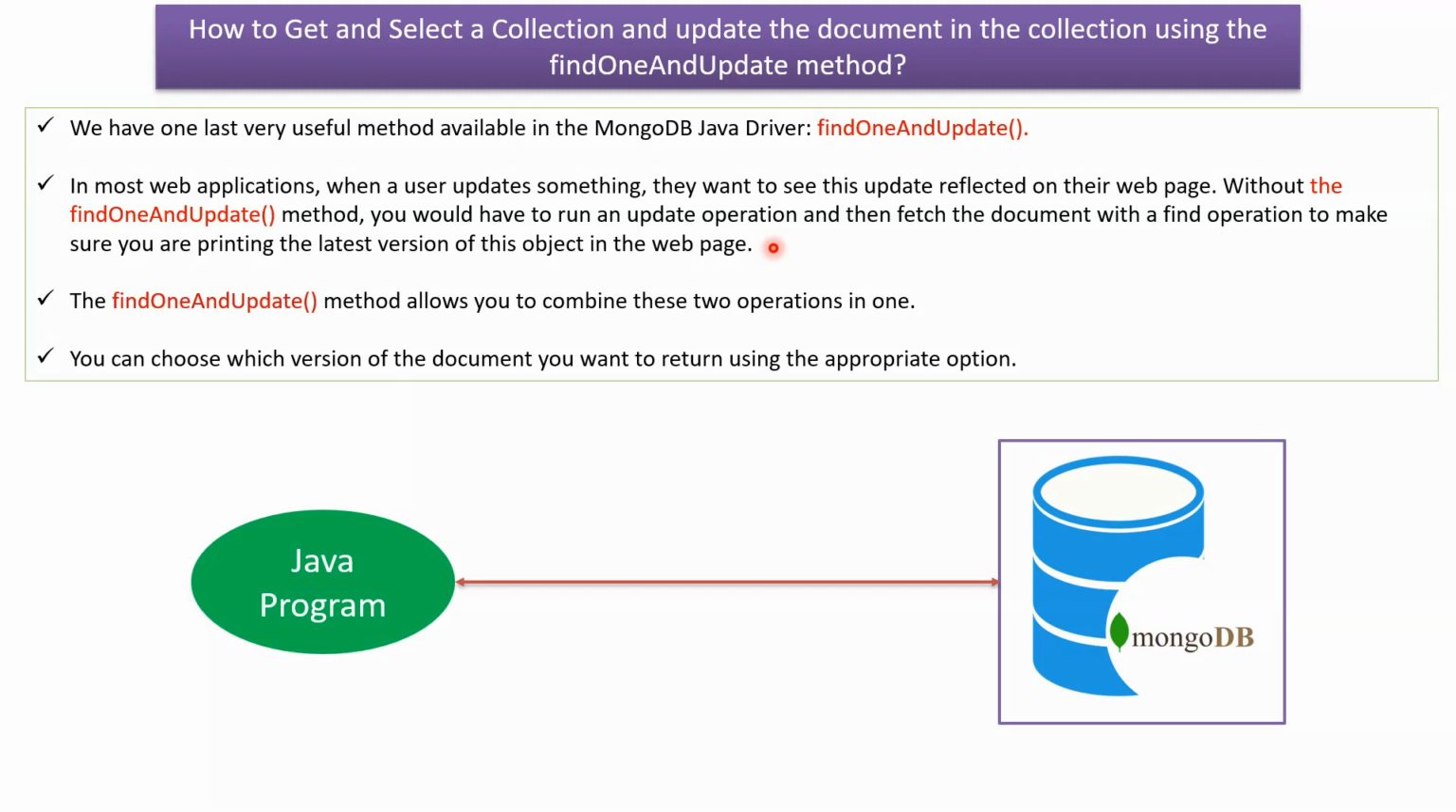In most web applications, when a user updates something, they want to see this update reflected on their web page. Without the findOneAndUpdate method, you have to run the update operation first, then fetch the latest document using the find operation to make sure you are printing the latest version of this object in the web page. The findOneAndUpdate method allows you to combine these two operations in one, and you can choose which version of the document you want to return using the appropriate option.